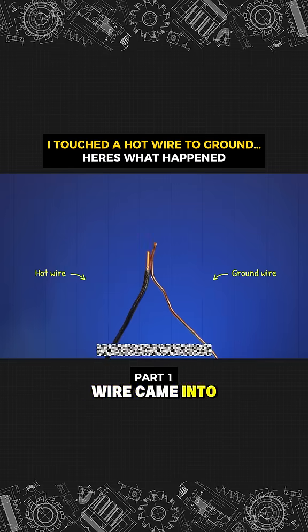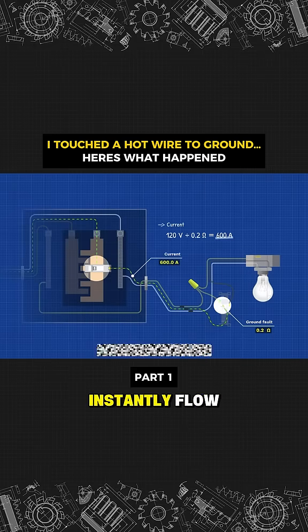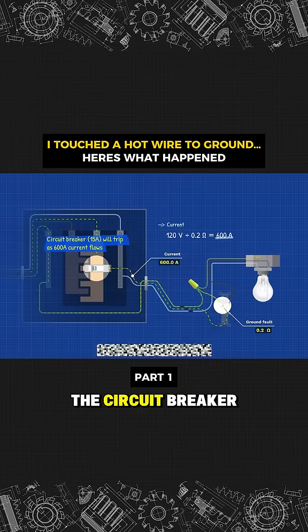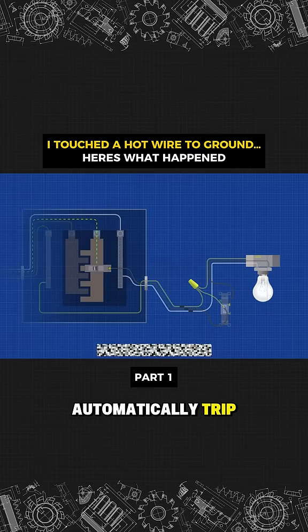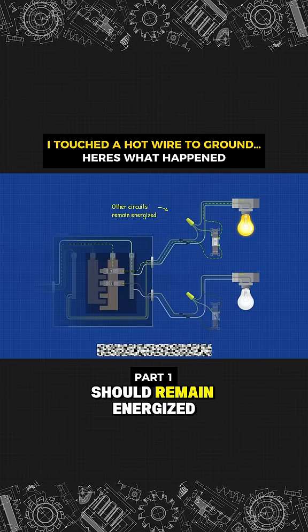If the hot wire came into contact with the ground wire, there would be almost no resistance, so an extremely large current would instantly flow. This would exceed the limit of the circuit breaker, and it will automatically trip to protect the wiring in the circuit. But all the other circuits in the property should remain energized.